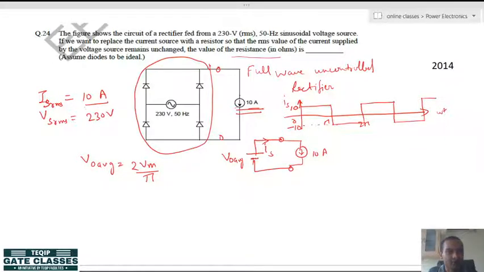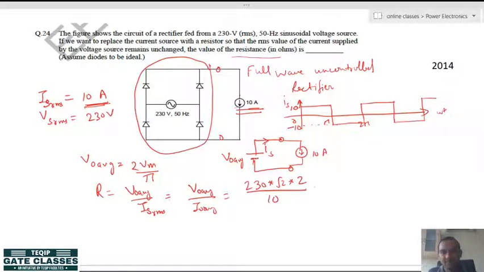If you want to keep this current the same, what should be the resistance? It should be V naught average over Is RMS, or it can be written as V naught average over I naught average. So, V naught average will be 230 into root 2 into 2 divided by pi, and divided by 10. It comes around 46 root 2 ohms.